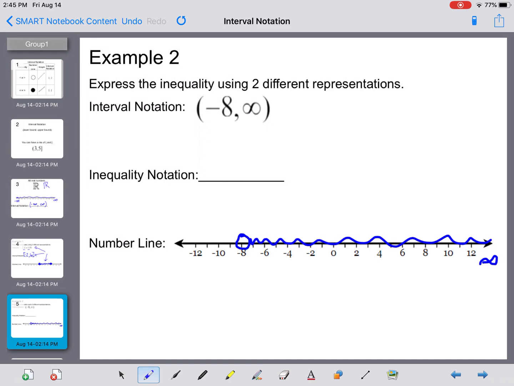Now at -8 we have this parenthesis, so that means it's going to be an open circle, or it's going to be exclusive of -8. So that would be our number line from there. Our inequality notation, if we have a single shaded area, then we can write a single inequality. So we can say x and -8 because that's our endpoint. And then all of these numbers are greater than -8, so we're going to say x is greater than -8. And then it's an open circle, so it's going to be just x is greater than -8. And then again, all three of these are the same representation of the same set of numbers.